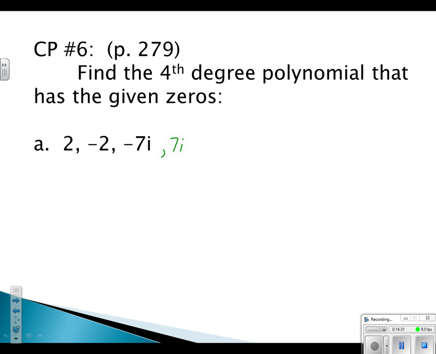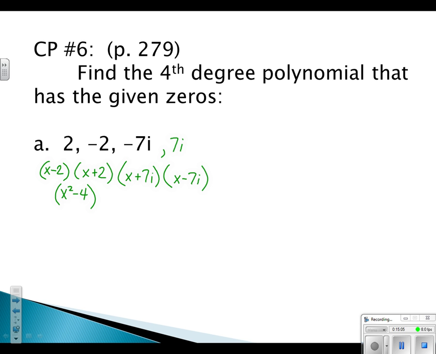Okay, so what are the factors for these zeros? This first one came from x minus 2. The second one came from x plus 2. The third one came from x plus 7i. And the last one came from an x minus a 7i. And now we have to do the math behind multiplying these together. All right, I'm going to FOIL the first 2 together because neither of them have an i in them. So if I FOIL together an x minus 2 and an x plus 2, I get x squared minus 4.